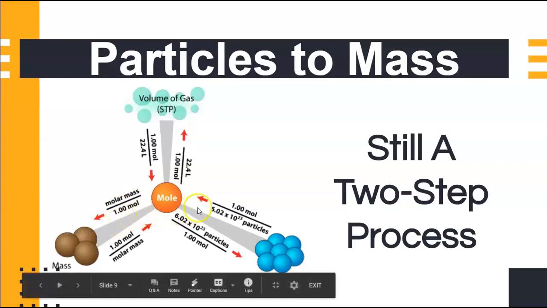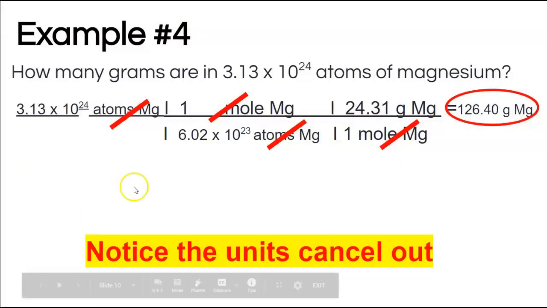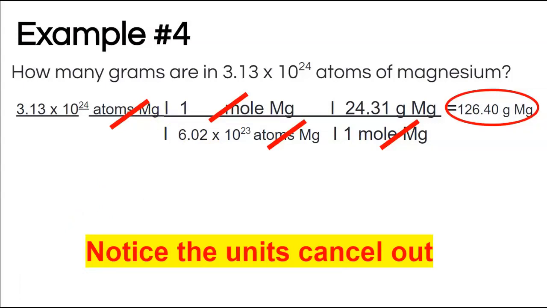You can always consult your page and look at your conversion factors if it helps you, but I'm going to begin with particles and convert to the mole, and then I'm going to go from the mole and convert to the grams. The parentheses in the denominator will be very important for these problems. So, my first example here, which is example 4 on your paper: how many grams are in 3.13 times 10 to the 24th atoms of magnesium?